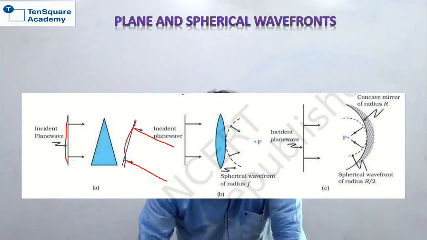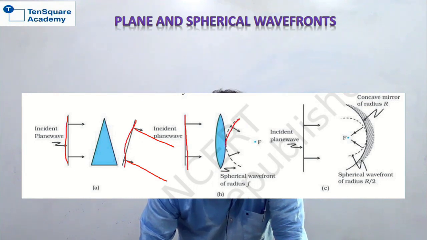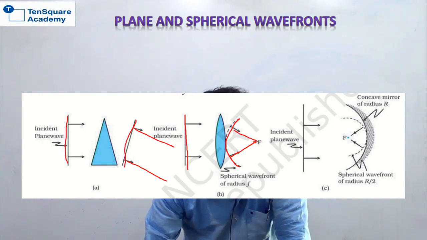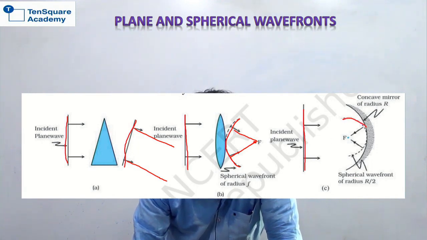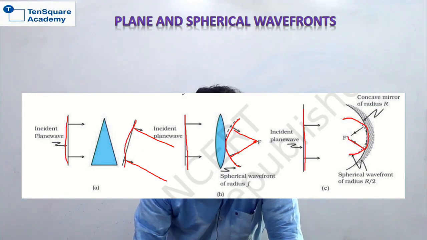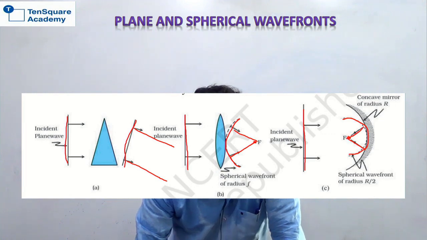And again, the incident plane wavefront, after passing through the lens, has become a spherical wavefront. So, again it will meet at this point, and that point is called the focus. In this also, this is the plane wavefront, and after getting reflected in this, it is converted into a spherical wavefront, and this spherical wavefront converges at this point. This is the focus.